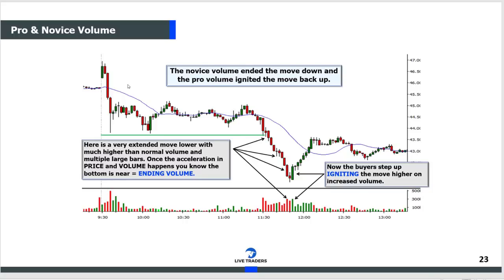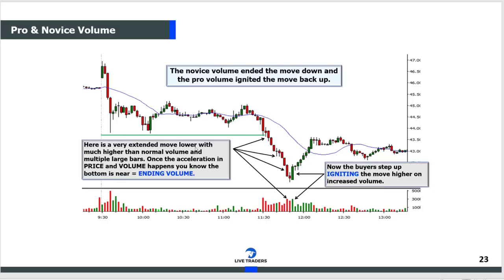Pro and novice volume, ending, igniting. Okay, basically what we're talking about. Pro is igniting volume, novice is ending volume. So you'll take note, this stock dropped, retested, bounced, consolidated, and finally broke this area. Okay, pseudo three bar play. It was down a few bars, then you had a wide bar, narrow bar, and it dropped.